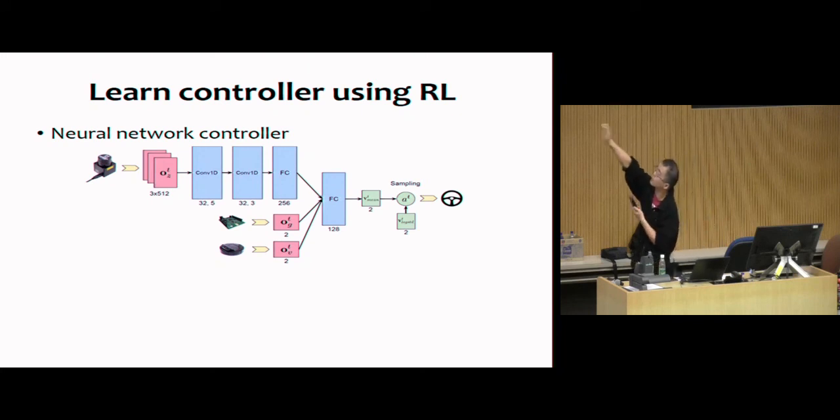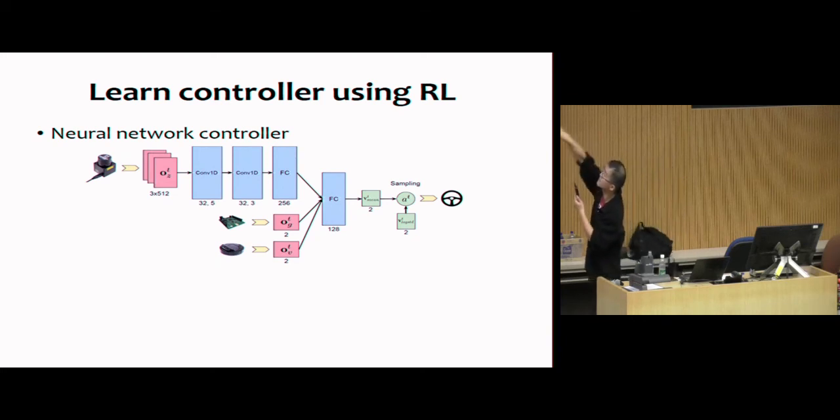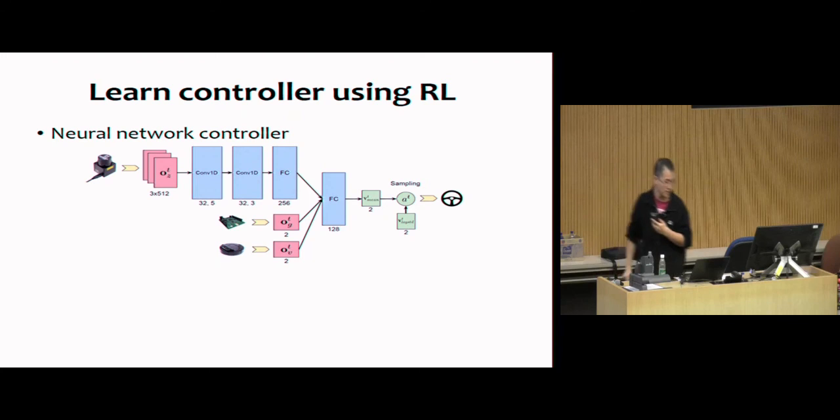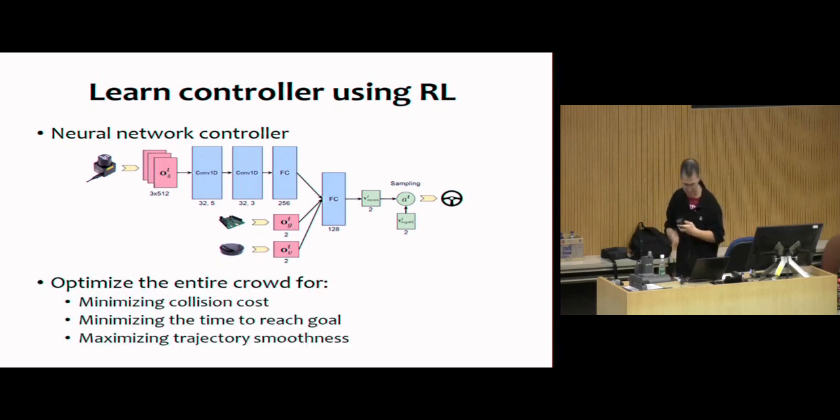So you are using the LiDAR data, and also, for example, you know the velocity of yourself because you have the IMU sensors, and you have some global GPS to tell you the location of yourself. So you have the goal positions. And finally, the output of the controller is the steering command.